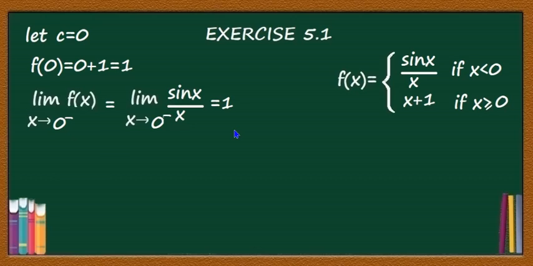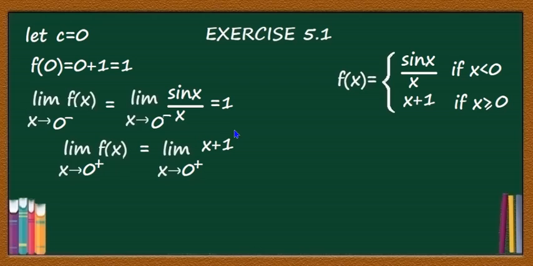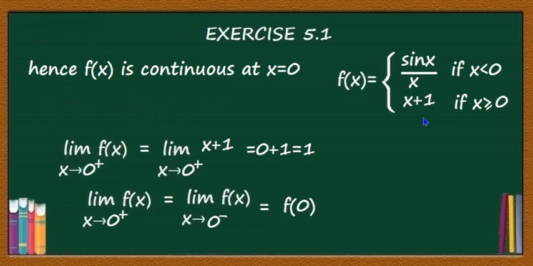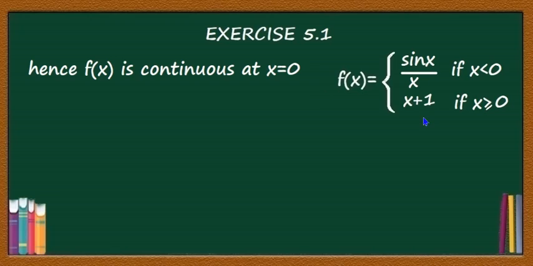And similarly you find limit x tending to 0 plus of f of x. That means limit x tending to 0 plus of x plus 1, which is also equal to 0 plus 1, and it's equal to 1. And here the left hand limit, right hand limit, and value of the function are equal. Limit x tending to 0 plus f of x, limit x tending to 0 minus f of x, and f of 0 are equal. Therefore f of x is continuous at x equal to 0, and it is continuous everywhere, and the given function is a continuous function.